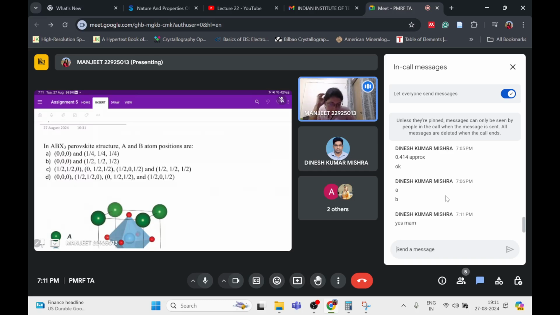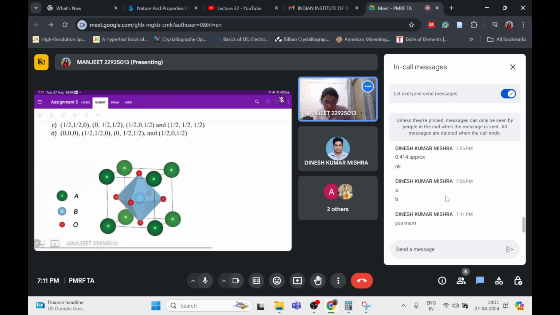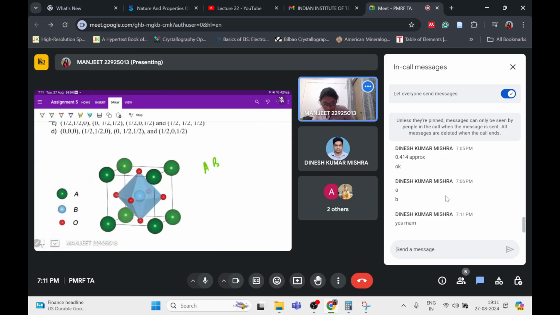What will be the position of the A and B atom? So this is your ABO3, I mean AB3, where A is your green atom, B is at the center of this cube and is octahedrally connected, and C is the atom at the face center of the unit cell. So this is the ABC structure.